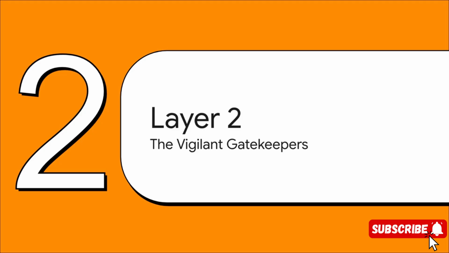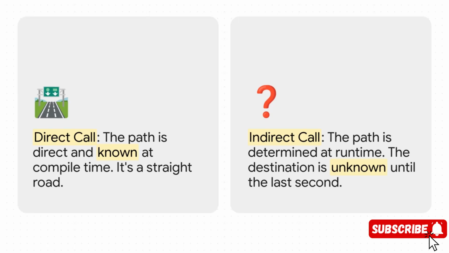Okay, but what happens if an attacker is clever enough to get past those shifting outer walls? Well, let's move to our next layer and see how we actively police what's going on inside the fortress. You see, programs often make what are called indirect calls, where the exact destination isn't known until the very last second. And attackers absolutely love this. That little moment of uncertainty is their opening to try and divert a perfectly legitimate journey over to their own malicious code. And that's exactly where our vigilant gatekeeper steps in: Control Flow Guard.